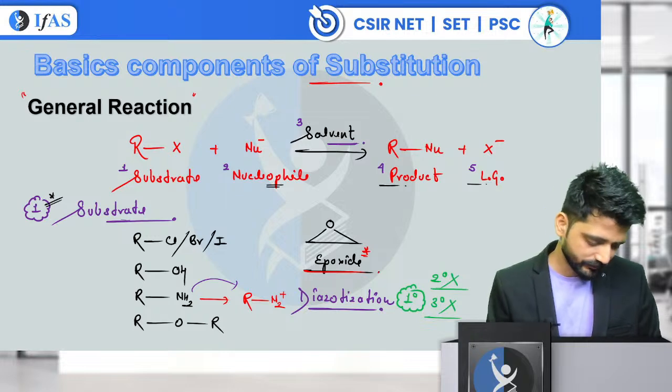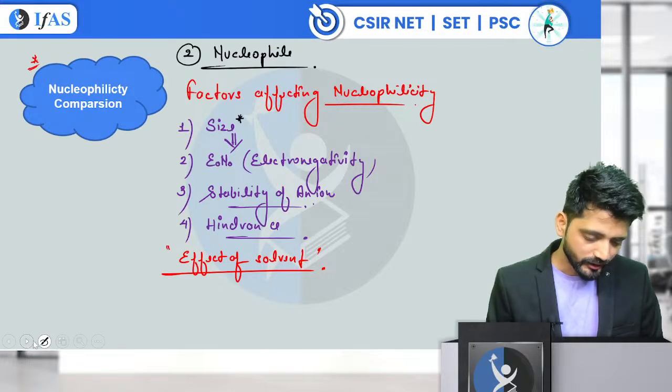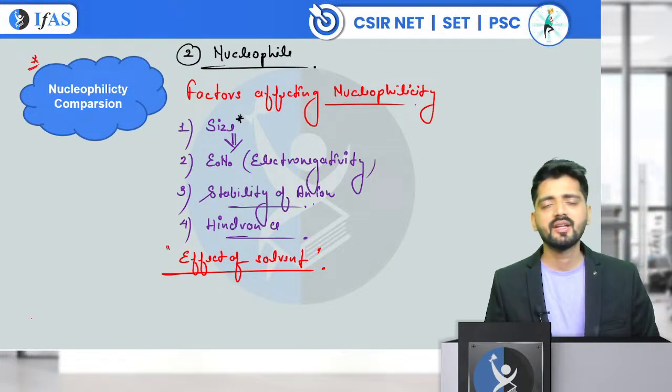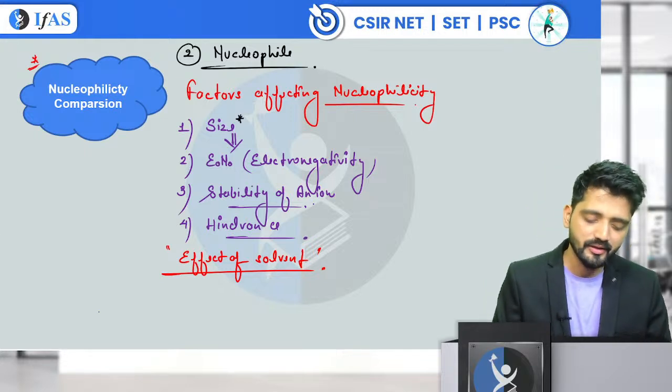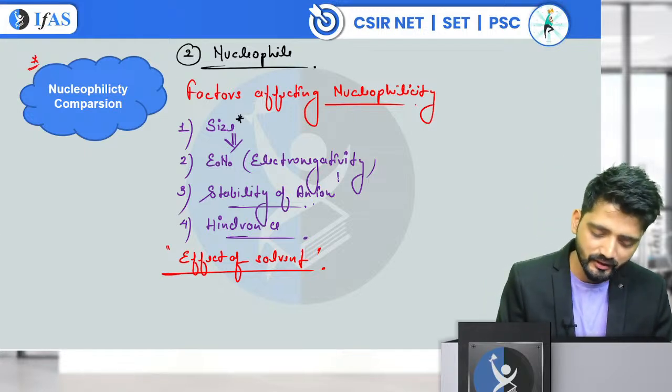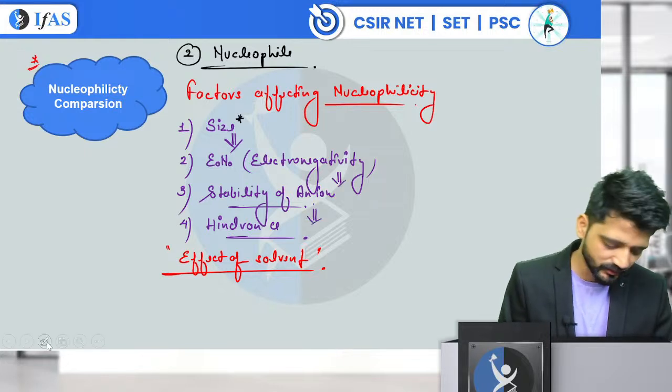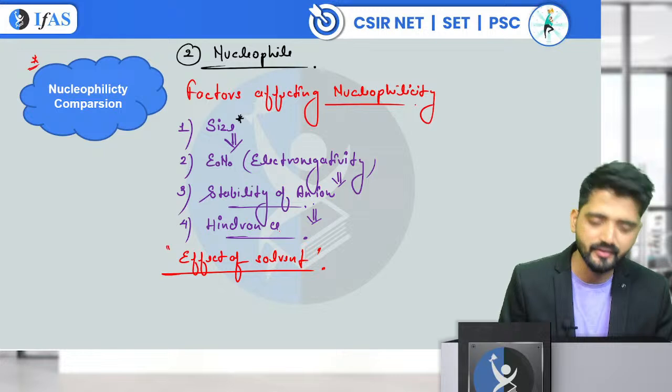Talking about nucleophilicity comparison, there are a few factors which we need to check, and we need to proceed in the same chronology. First, we need to check size, then we need to go with electronegativity, stability of the anion, and the last factor which we will be comparing is called hindrance.